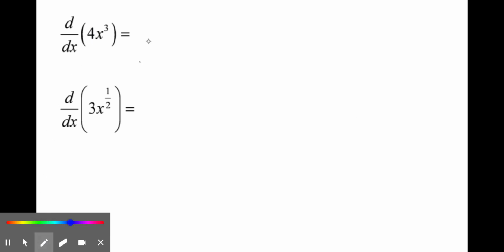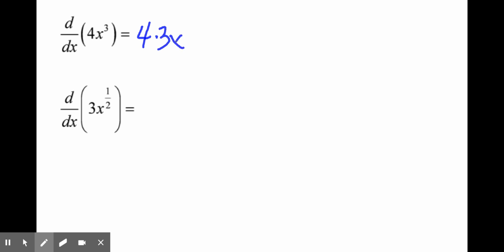I imagine you're looking at this saying, I really hope I can just leave the 4 out of it and just use the power rule on x cubed. And I'm here to tell you, thankfully, you can. So to derive 4x cubed, leave the 4 there and just derive x cubed with the power rule.